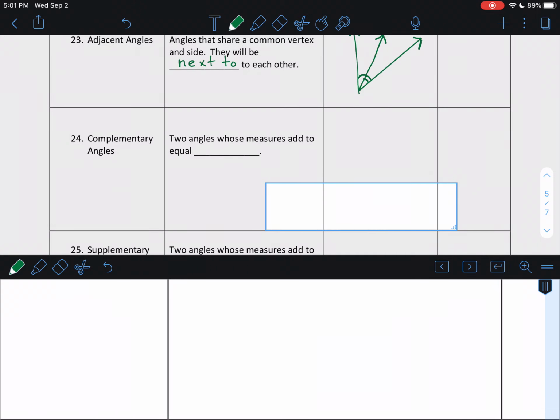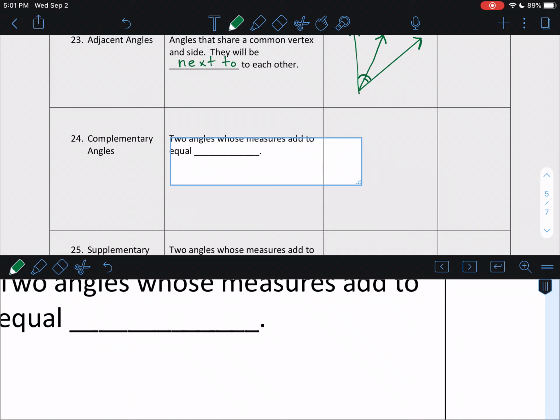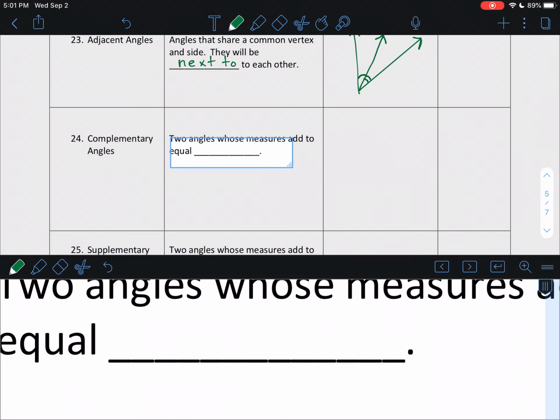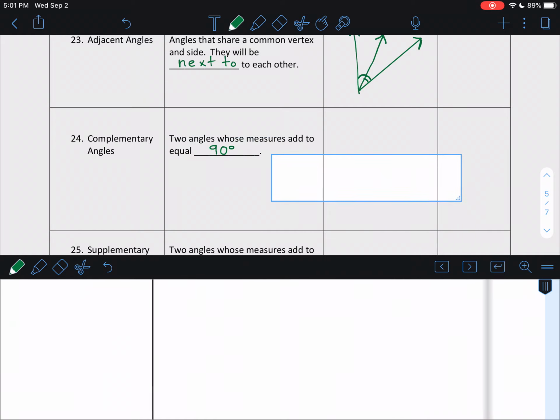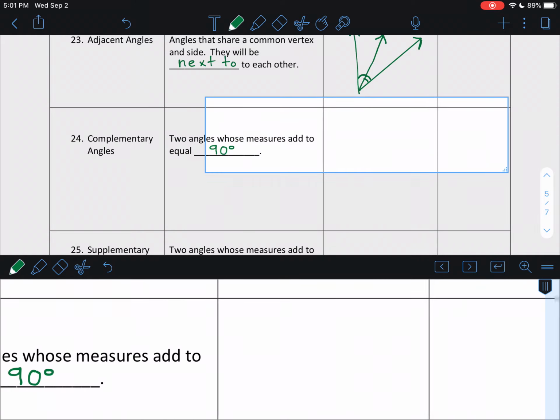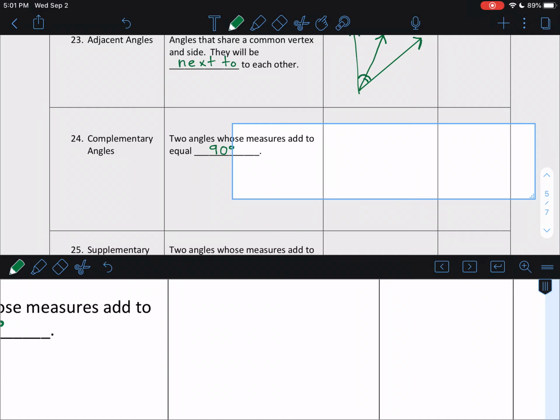Complementary angles. Hold on, let me Google this one real quick. I always mess it up. I always get it switched in my head. Okay, that's what I thought. So, a complementary angle, or two complementary angles, are going to be two angles that add up to 90 degrees. So when you add their two measures together, you get 90 degrees. And typically, you are going to see complementary angles as adjacent angles.